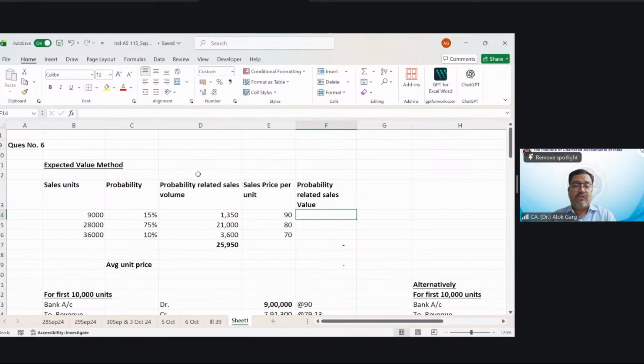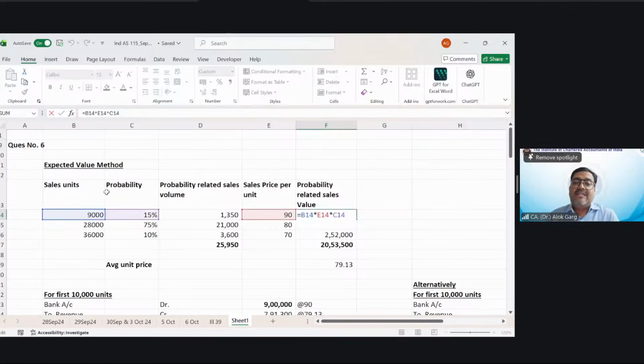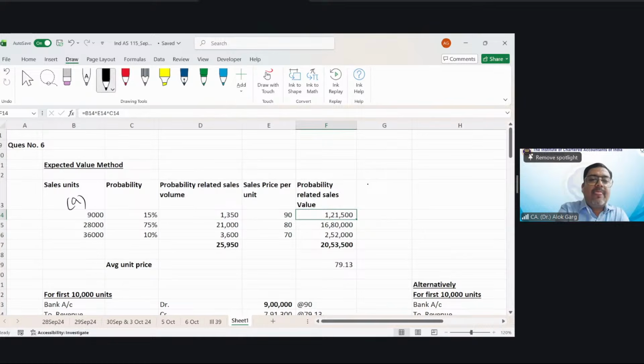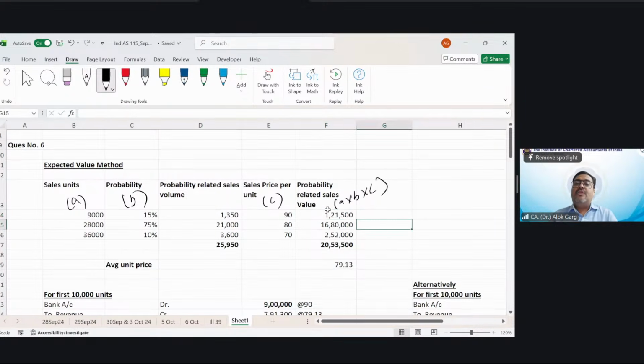Probability related sales value, which value will it be? It is sales unit multiplied by probability multiplied by sales price, right? Let me name sales unit as A, probability as B, and sales price as C. So this is A multiplied by B multiplied by C.